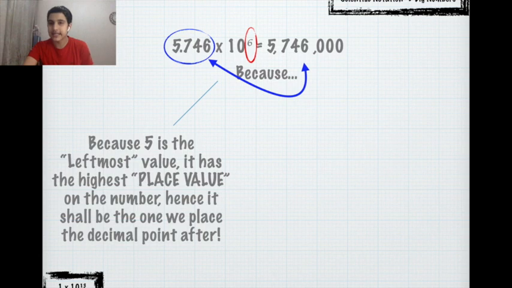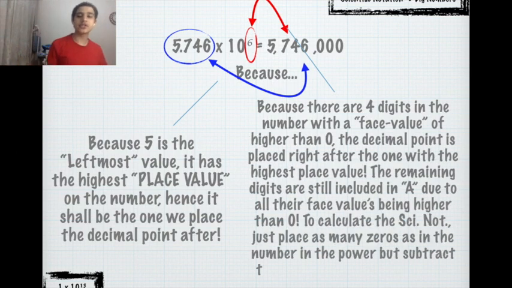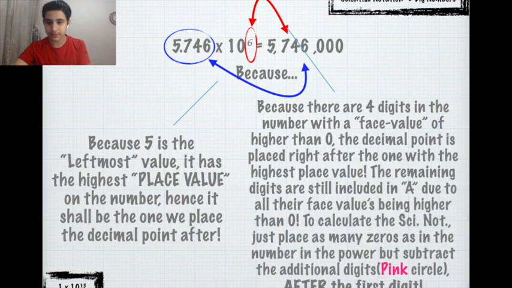So this power 6, you will notice, is a bit more complicated than what we have done previously. So if you want to read that, I'm just going to give you a small summary. So look, because there are 3 digits after 5, the one with the highest place value, and we're moving the decimal, we would count like 1, 2, 3.